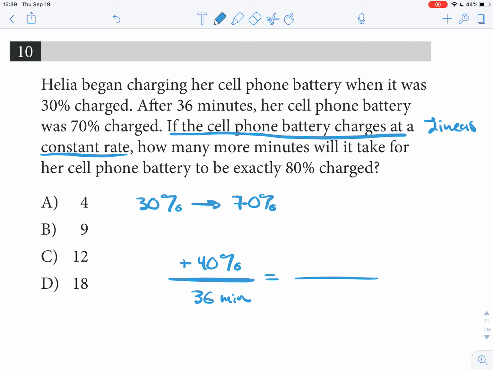So basically it takes 36 minutes for it to be plus 40%, right? But we are at, if you will, we're at 70%. Again, there are probably a number of ways that you could think about it from this part. So if you wanted to say how much time total did it take, you could say, well, if it started at 30 and we wanted to get to 80, that's really plus 50%. So you could say plus 50% is equal to how many minutes?